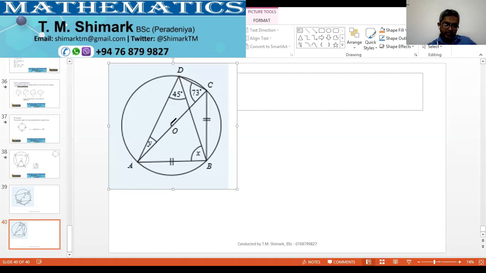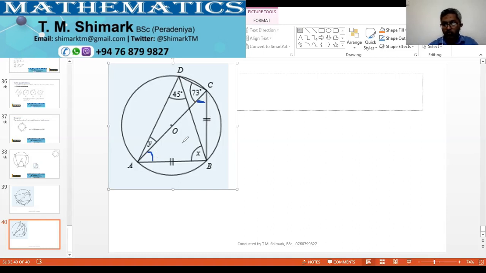The reason is that O is on the diameter. If you take triangle ABC, AB equals BC, so it is an isosceles triangle. Two sides are equal, right? That means this angle and this angle are equal, right?